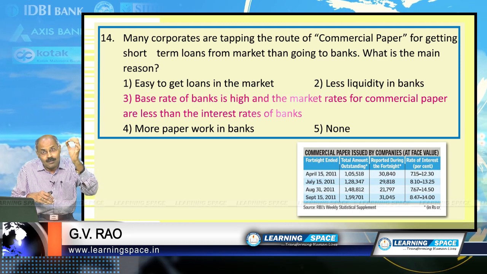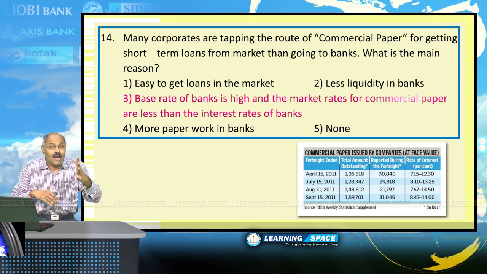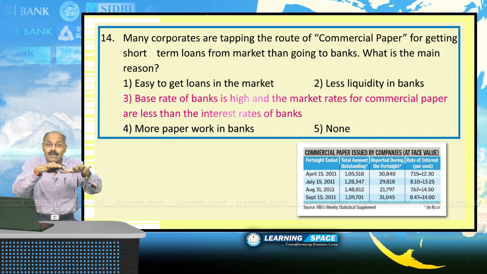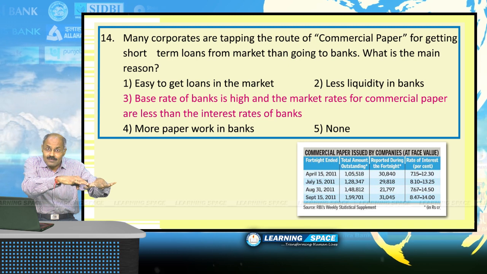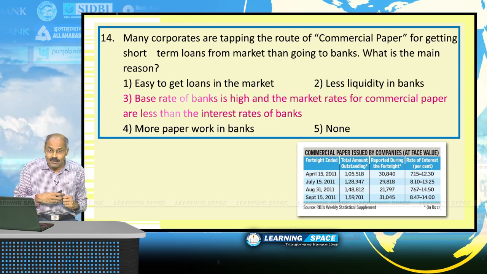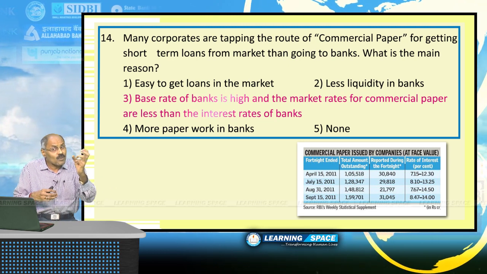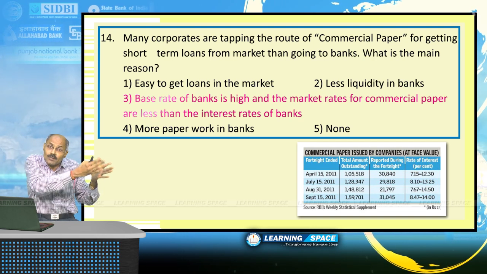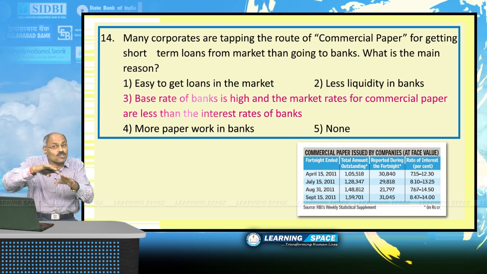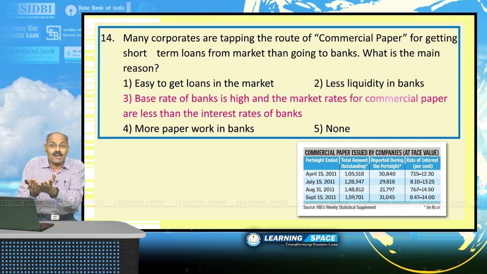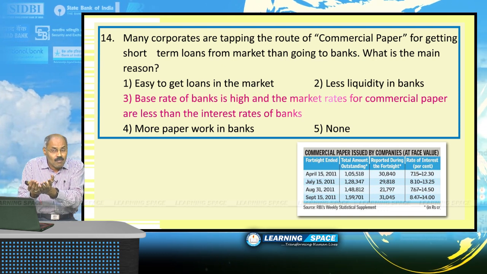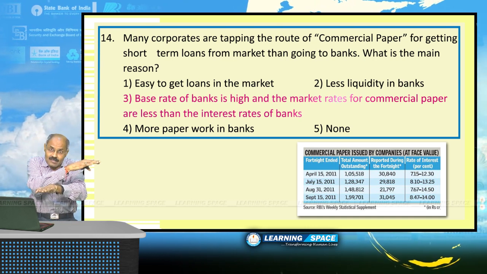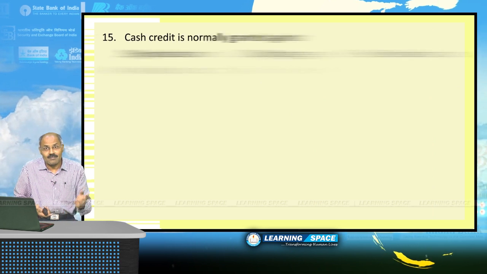The base rate of banks is high and the market rates for commercial paper are lesser than the interest rates charged by banks. Nowadays, for the past 3-4 years, corporates are borrowing from the market instead of going to banks for their short-term needs, because the interest rates in the market are much lesser in comparison to the bank interest rates. Right friends, look into the next one.